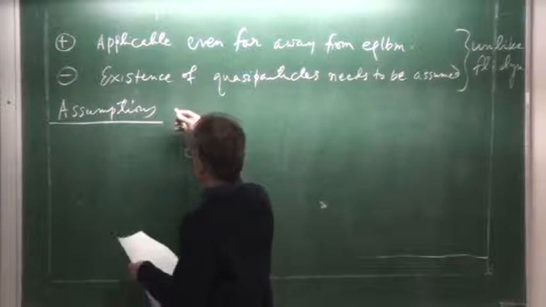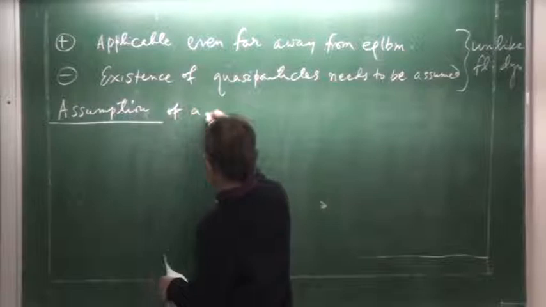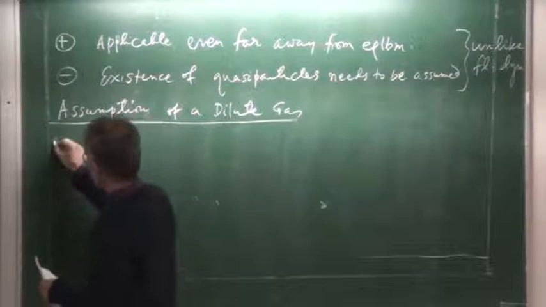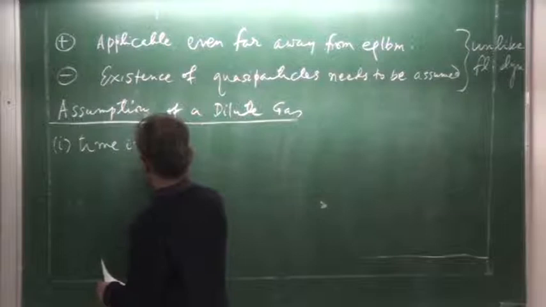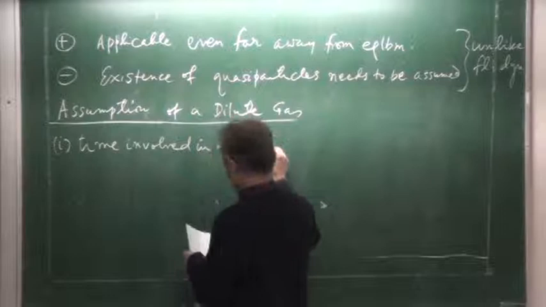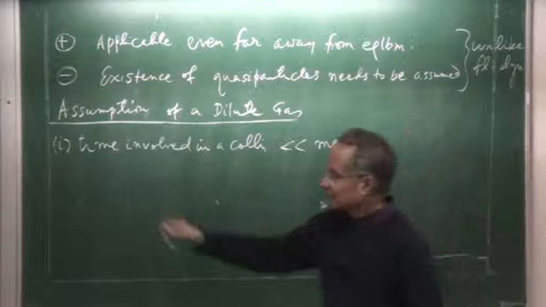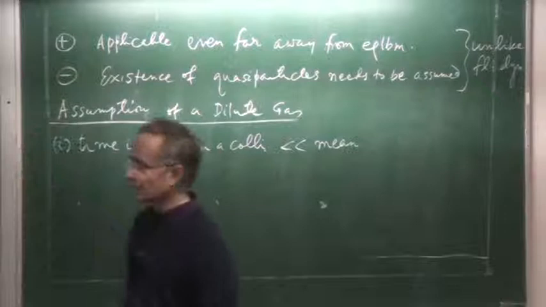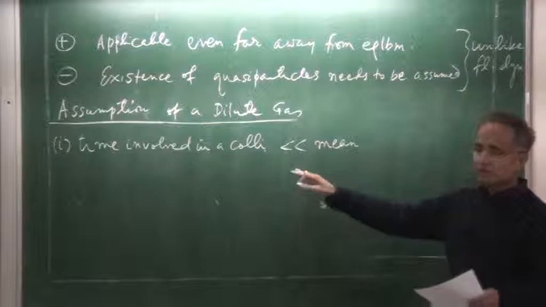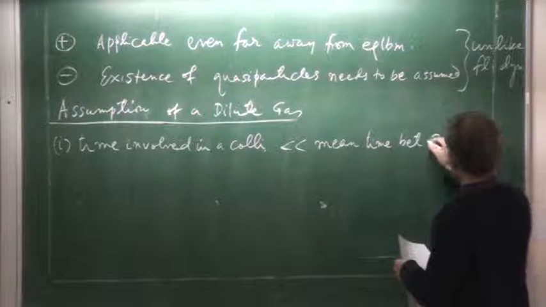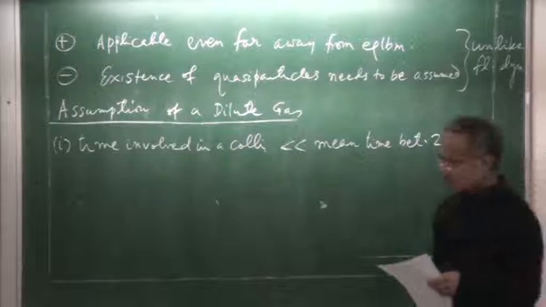So the main assumption is the assumption of a dilute gas. For example, here phonons are examples of such particles. The time involved in a collision has to be much smaller than the mean time between two collisions. This is the statement about time.